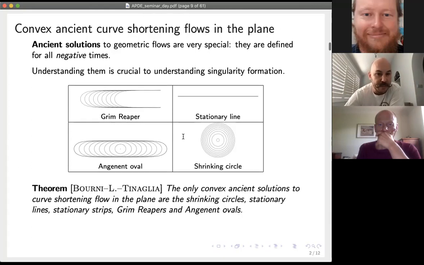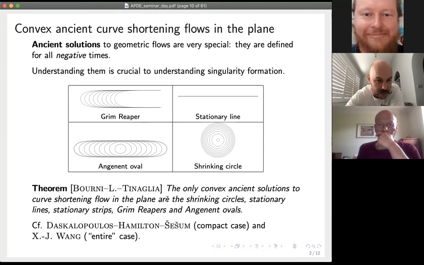So there's these four examples, and it turns out that they're the only examples within the class of convex solutions. So in fact, there's one more. But if you look at solutions whose time slices bound convex bodies, you get these four, or you get sort of two parallel straight lines bounding a strip region. Those are the only examples you get amongst convex solutions to the curve shortening flow in the plane, ancient solutions.